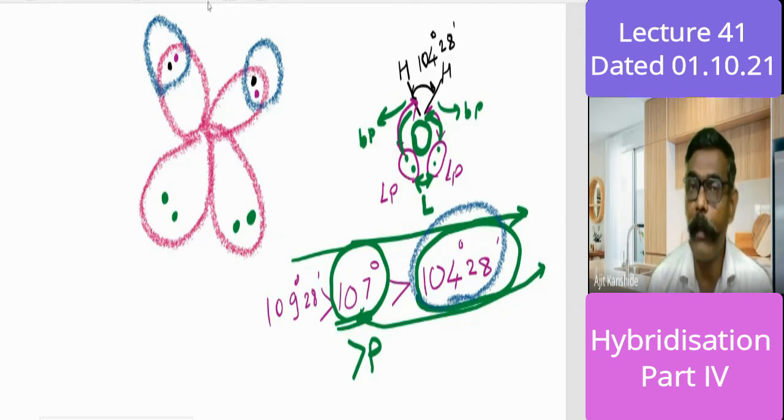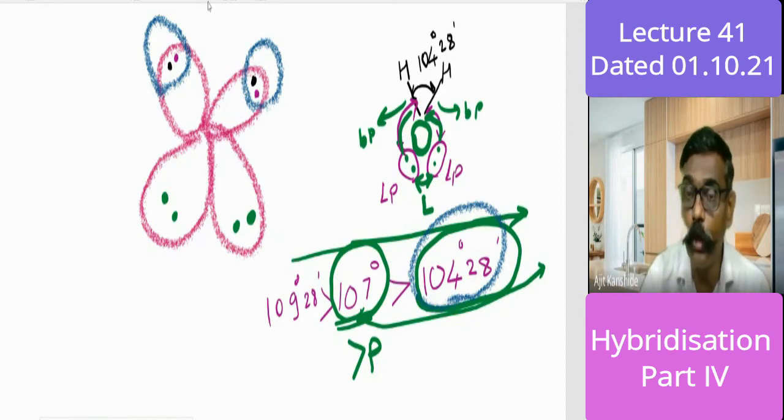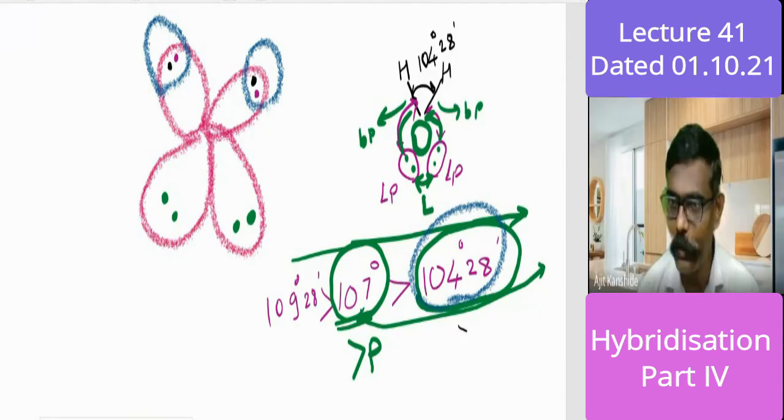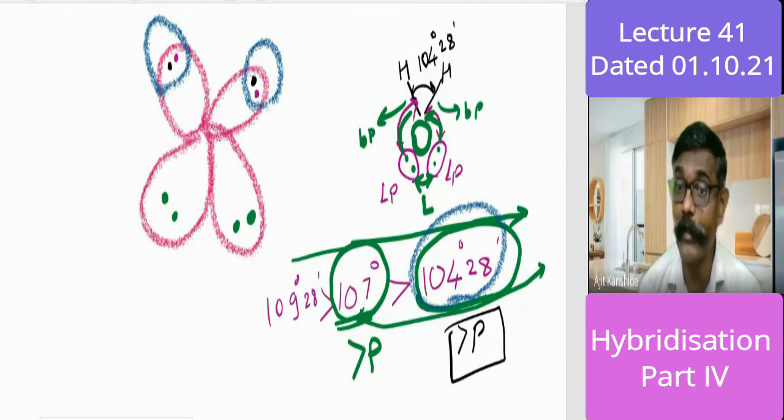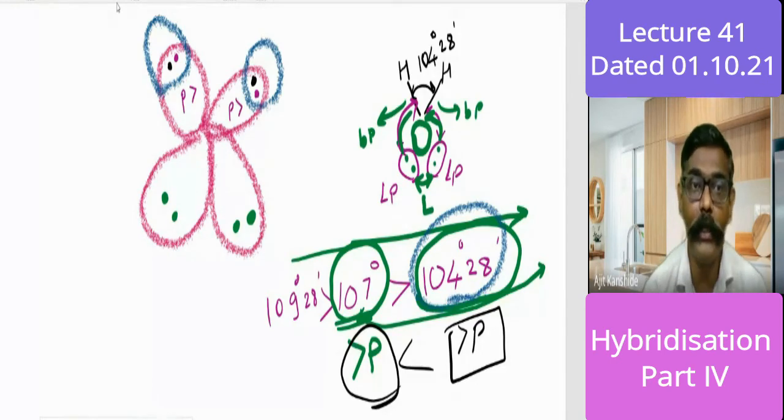Now my question to you: in this water molecule, the angle between the bond pairs is towards 90 degree. So which character will be more? P character will be more, or S character will be more? P character. Absolutely, your answer is right. P character will be more. Where will the more p character be? In the bonded pairs there will be more p character. While in the lone pairs, there will be more S character.